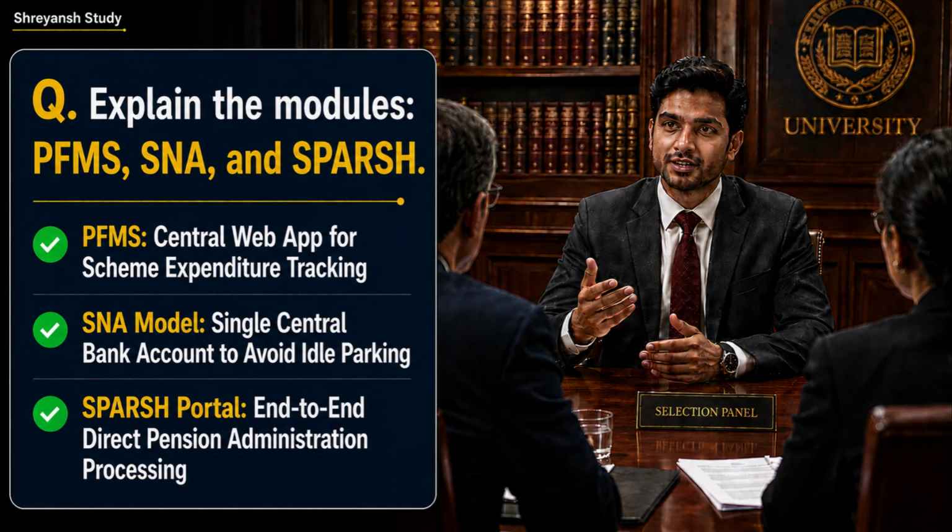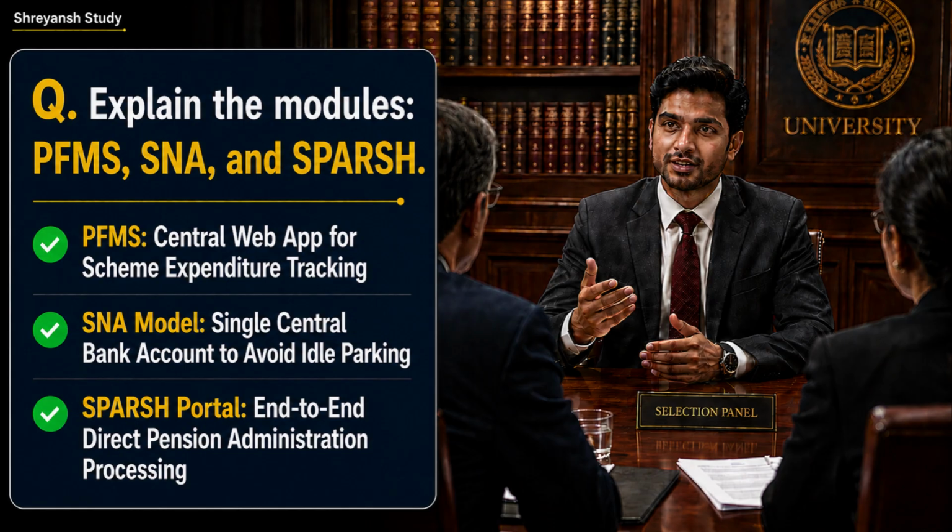Explain the following financial and administrative modules: PFMS, SNA, and SPARSH. Sir, these are modern IT frameworks deployed to enhance public financial prudence. PFMS, Public Financial Management System: a web-based software application administered by the Controller General of Accounts, CGA, used for tracking fund releases and real-time monitoring of expenditures across government schemes.